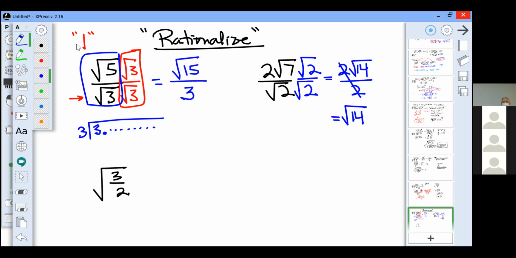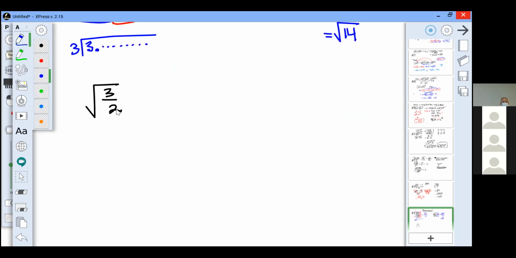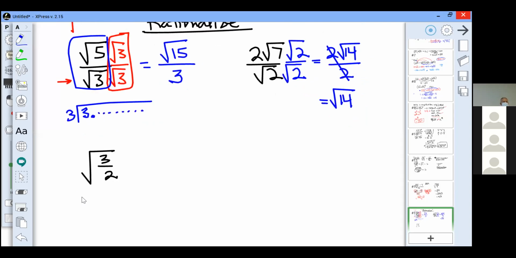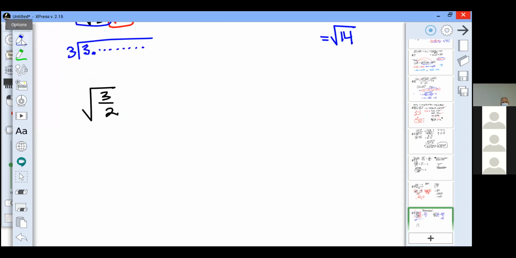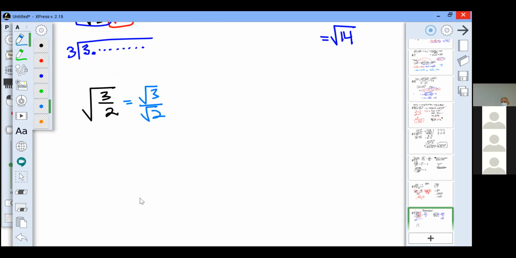Okay, what do we think about this problem? Whoops, I'm sorry, Logan, is that too fast? All right, thanks. I wasn't sure if I did something too fast or what. What do you think about this one? Certainly 3 divided by 2 can't do, right? So just separate it and then rationalize it.